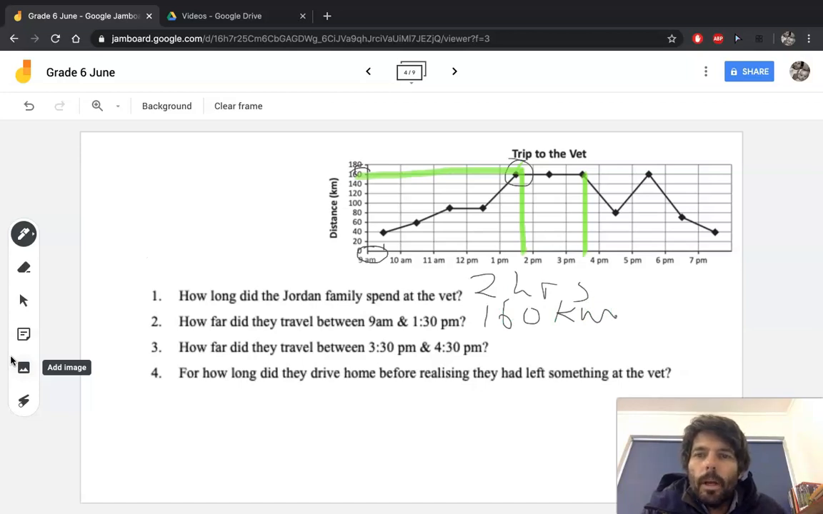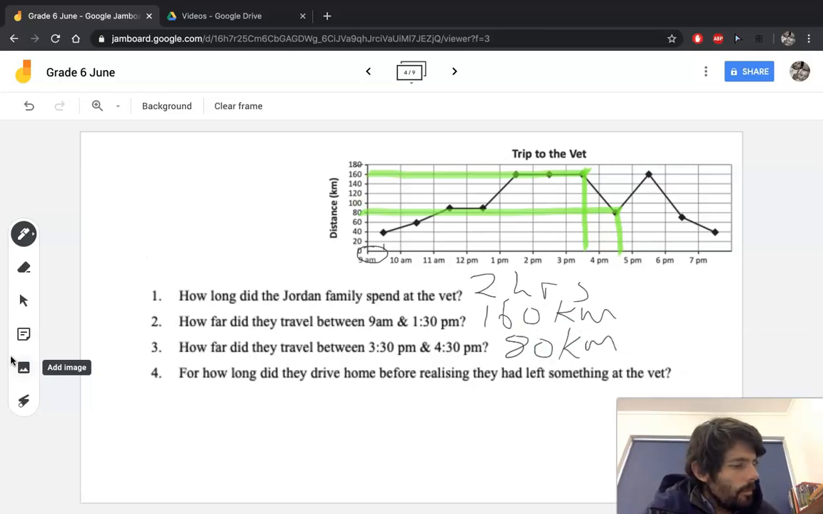Question 3. How far did they travel between 3:30 and 4:30 p.m.? So again, we can use different colors to extrapolate the data, and there's 3:30 p.m. Okay, and here is 4:30 p.m. So in that hour, you can notice they went from 160 kilometers and they ended up at 80 kilometers. So we know that 160 take away 80 is going to be 80 kilometers.